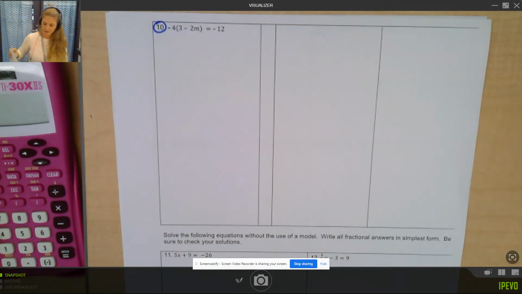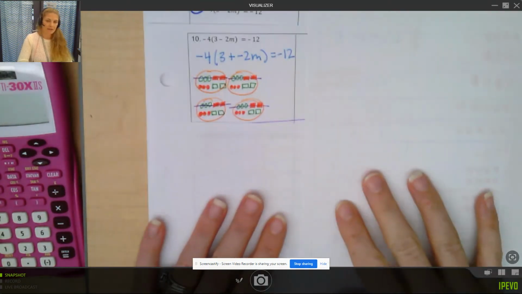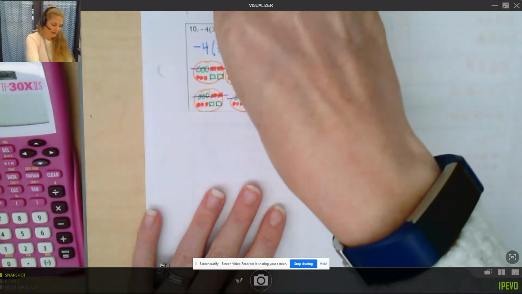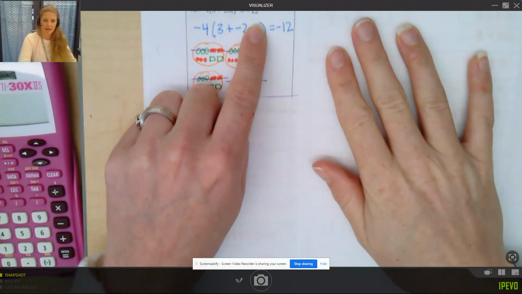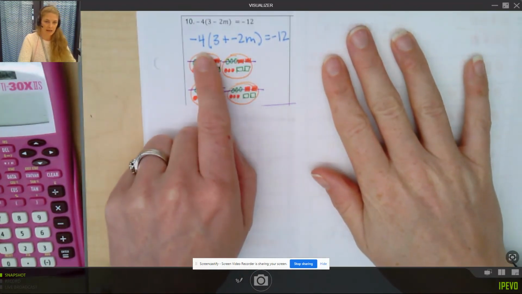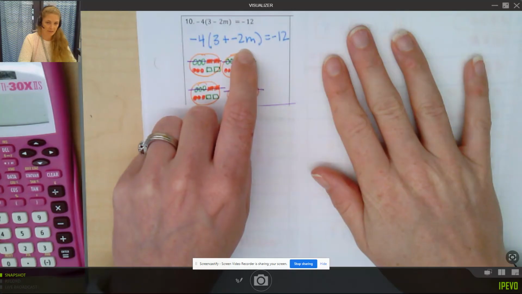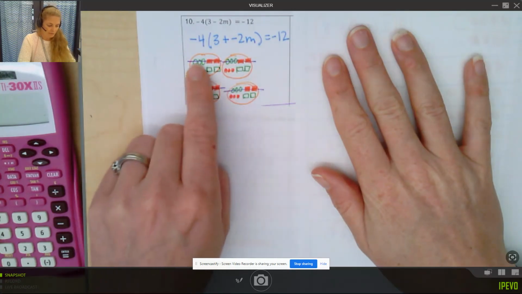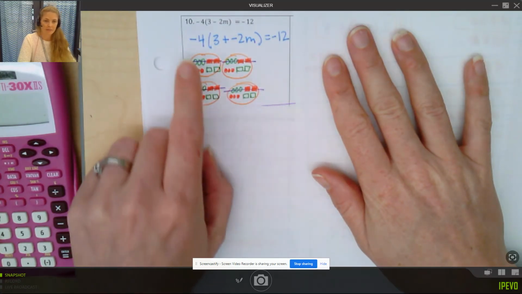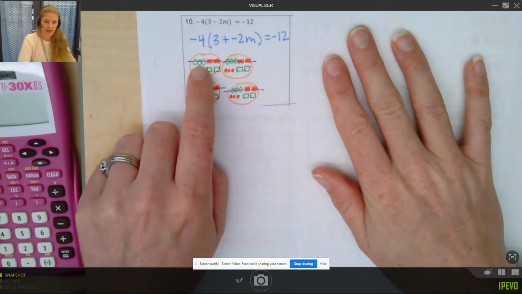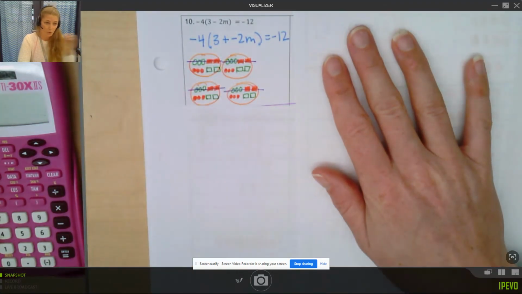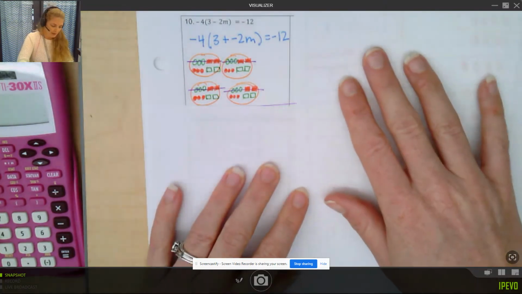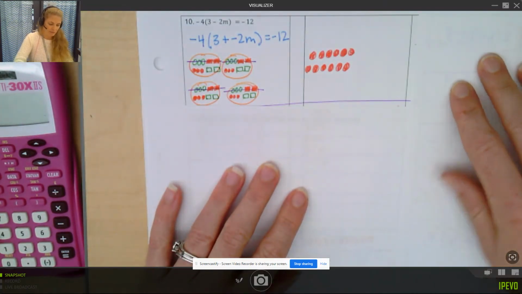Okay, let's see how you did on number 10. Taking a look at number 10, we needed to take away 4 groups of 3 minus 2m equals -12. So I rewrote it as take away 4 groups of 3 plus -2m. Hopefully you made your groups with your 0 pairs. Make sure you have your 3 and your -2 variables next to each other so you can take that away as a whole group, equaling -12 on the other side.